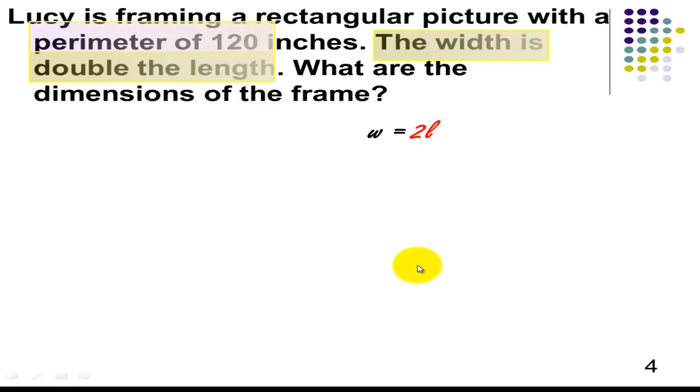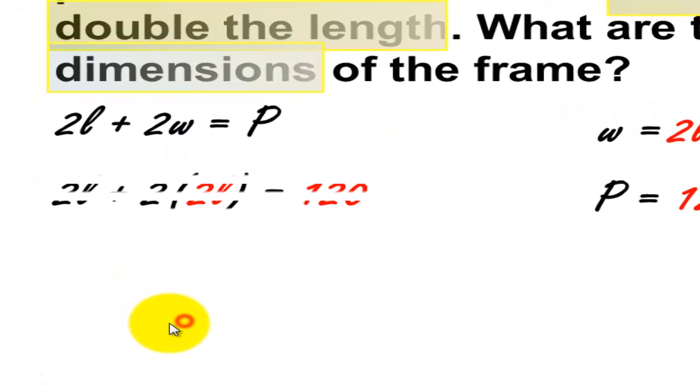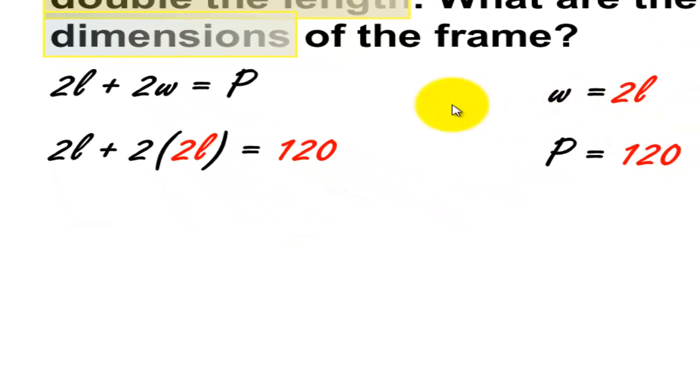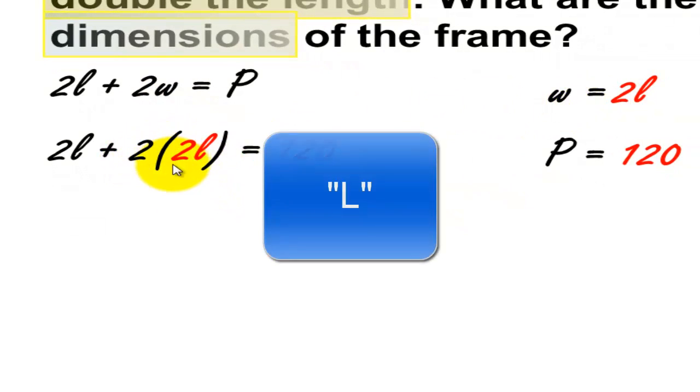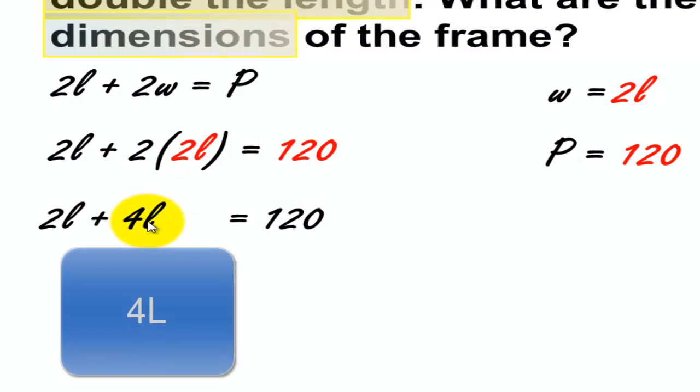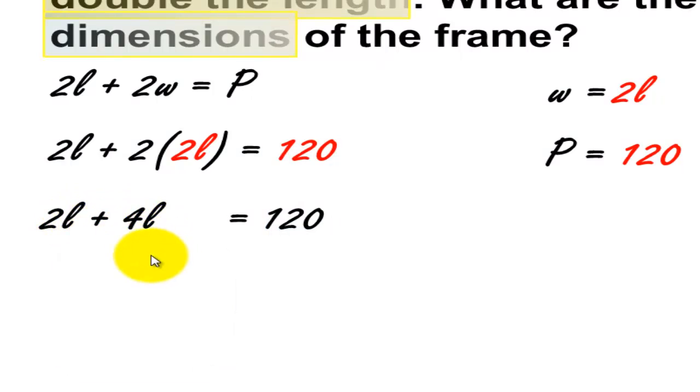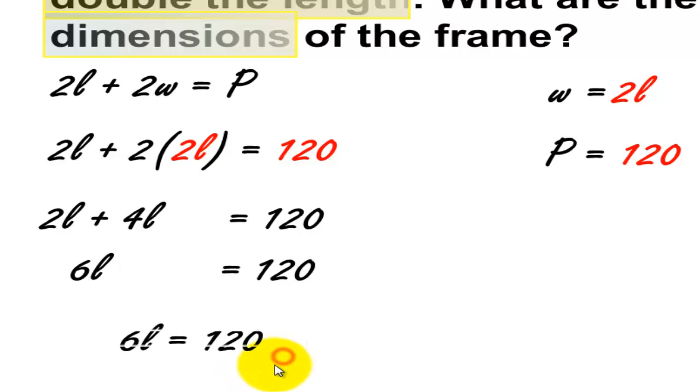Okay, the perimeter is 120, so P equals 120. The question is, what are the dimensions of the frame? So let's start with the formula. Next, we are going to replace W by 2L. So 2L plus 2W, but W is equal to 2L. Simplifying 2 times 2L, we are going to get 4L. Now these two are like terms, so 2L plus 4L is equal to 6L equals 120. Divide both sides by 6, and we'll get L equals 20.